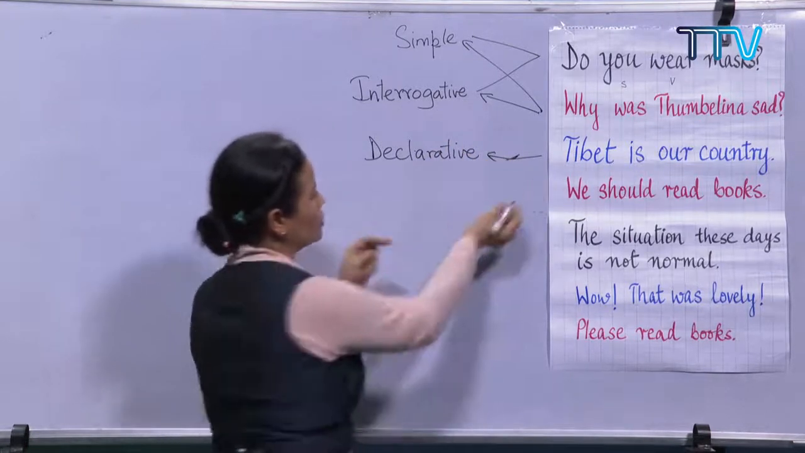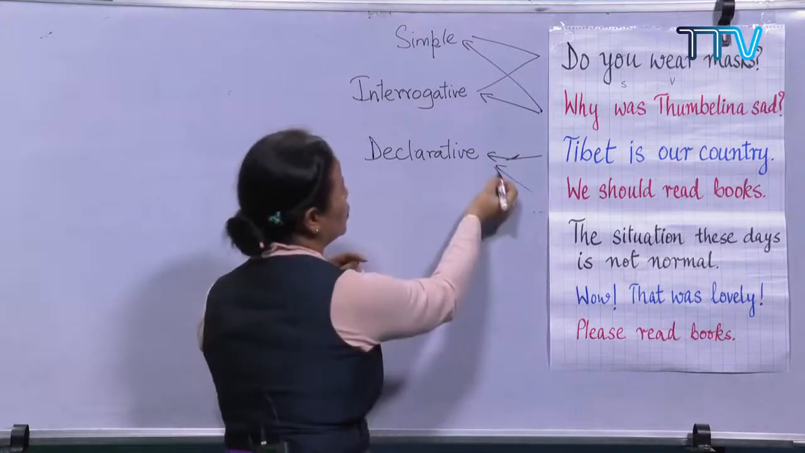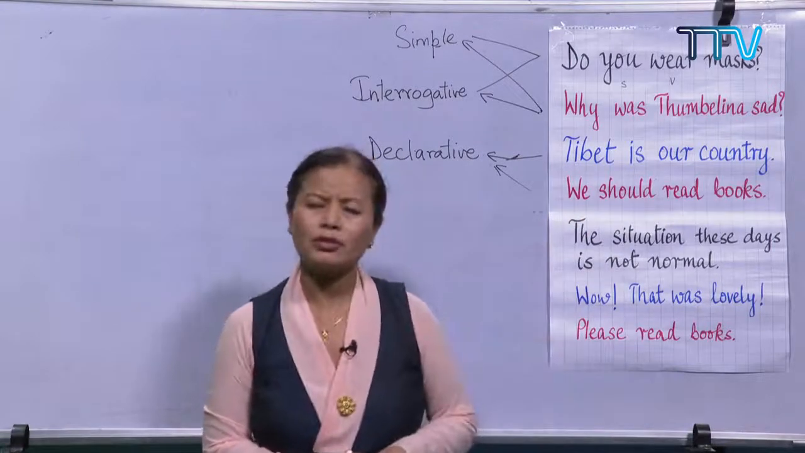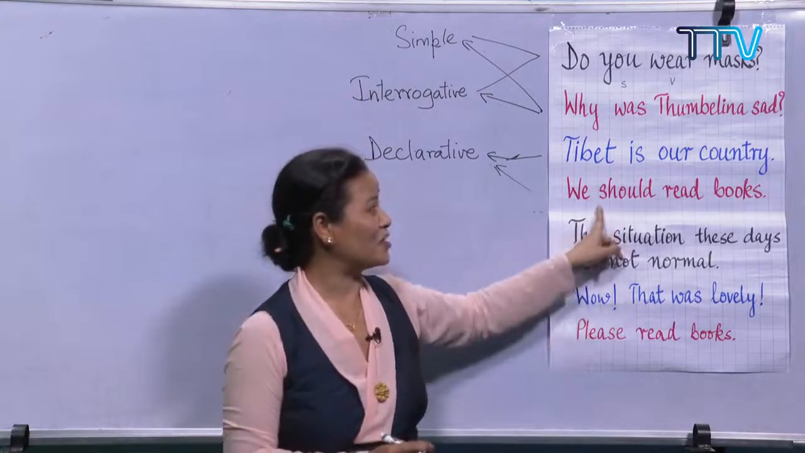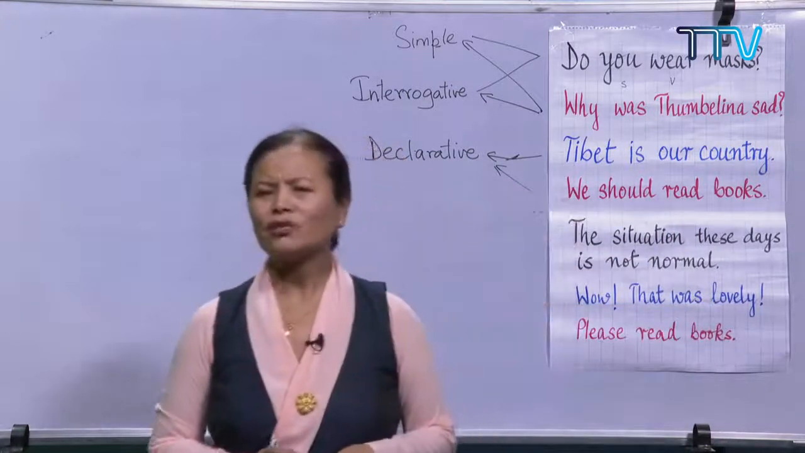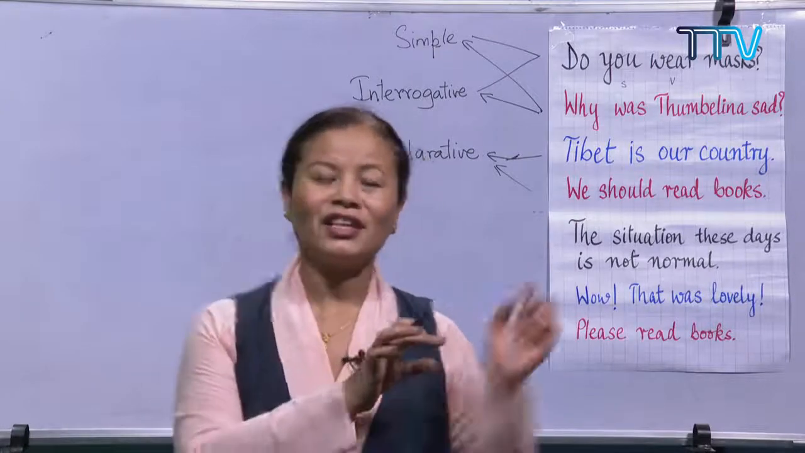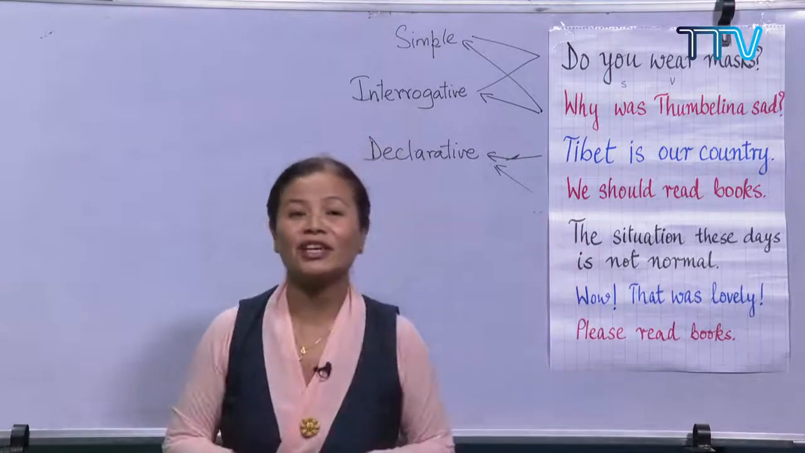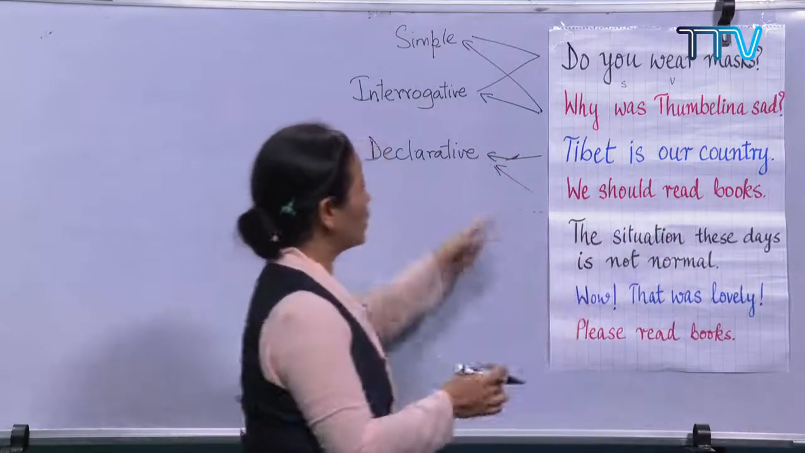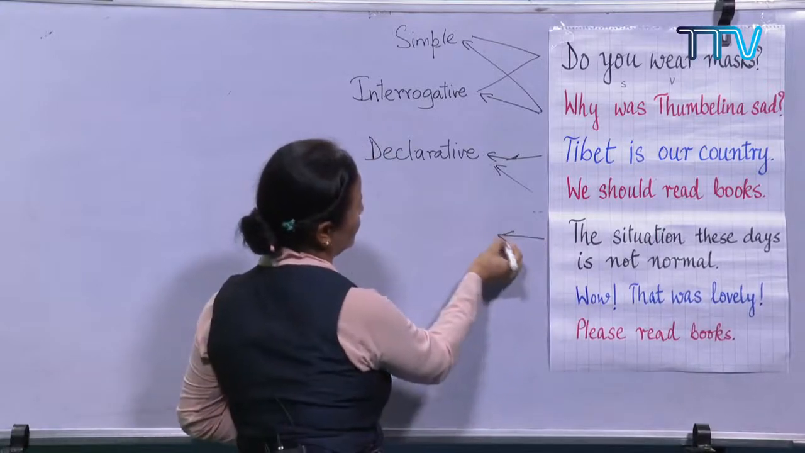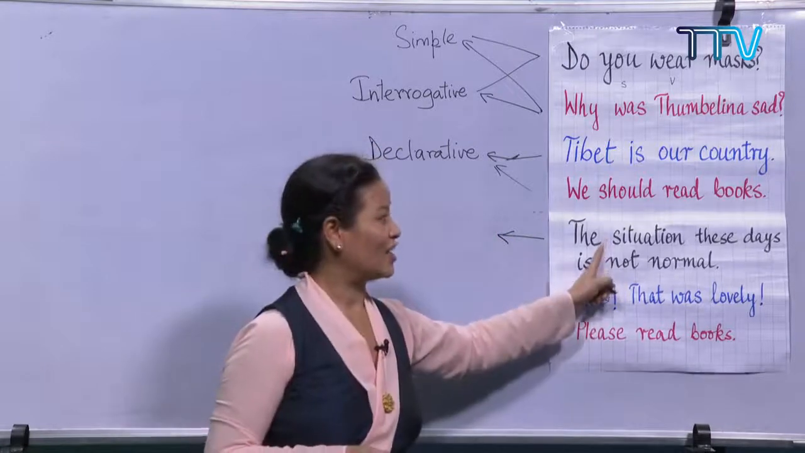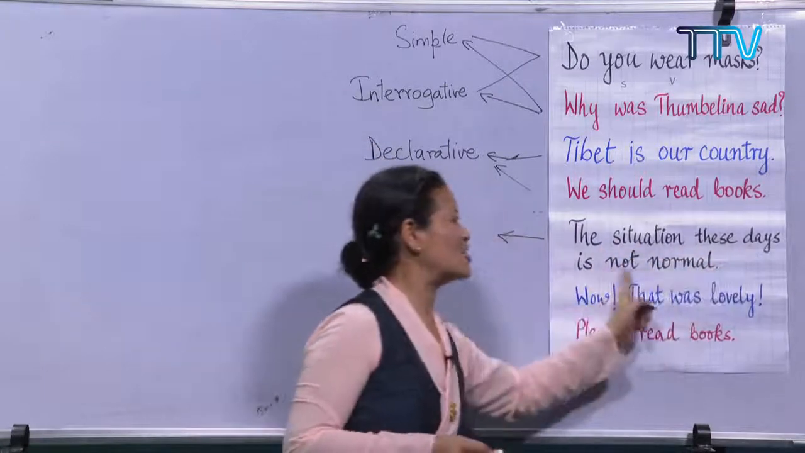We should read books. See, this is a statement. Now I'm just changing this: do you think we should read books? I have converted this sentence into its interrogative form. So, do you think we should read books? We should read books. Then we have, the situation these days is not normal. The situation these days is not normal.